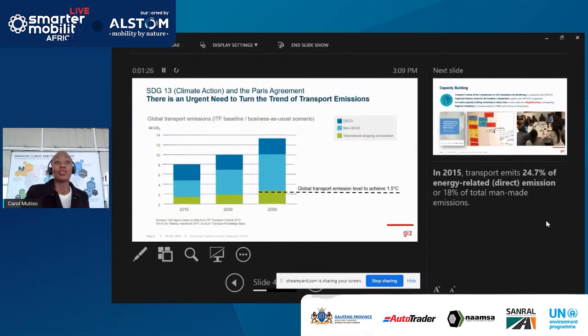As you see here in this graph, emissions are increasing, and especially from the transport sector. And we have an obligation as institutions, as governments working in environment and climate change to meet this target on climate action, SDG 13. And we also have our Paris Agreement, where we are trying to limit our emissions at certain levels so that we don't supersede the 1.5 degrees.